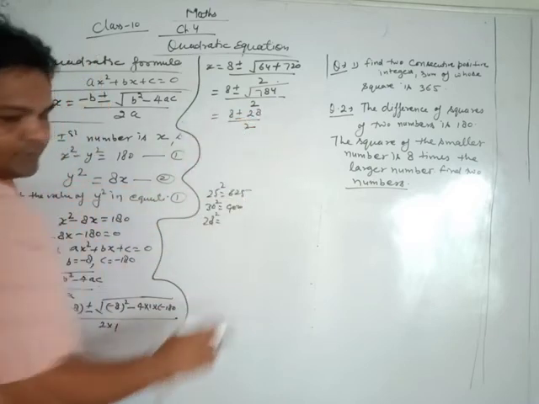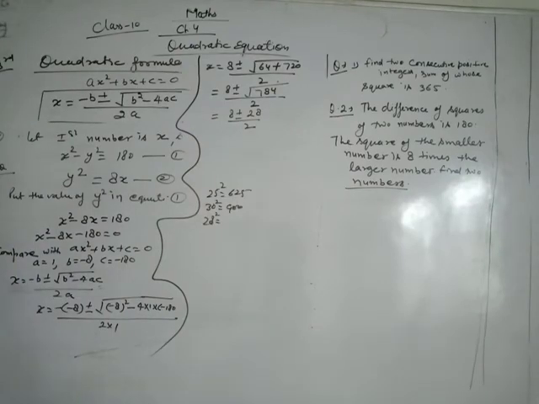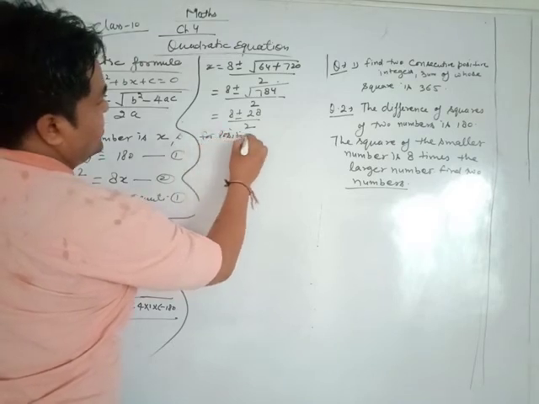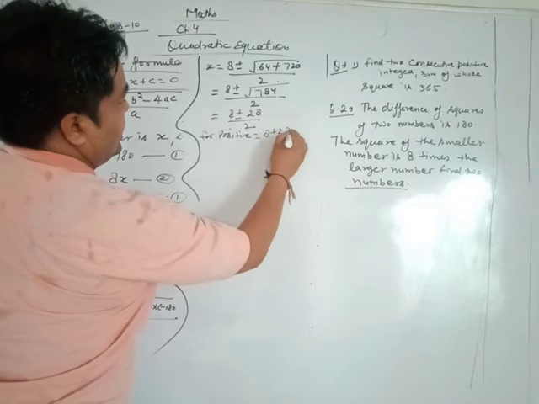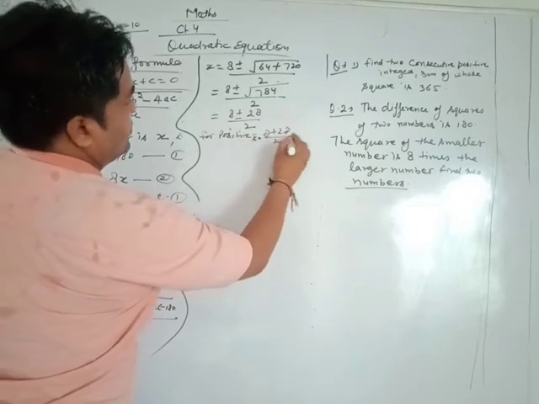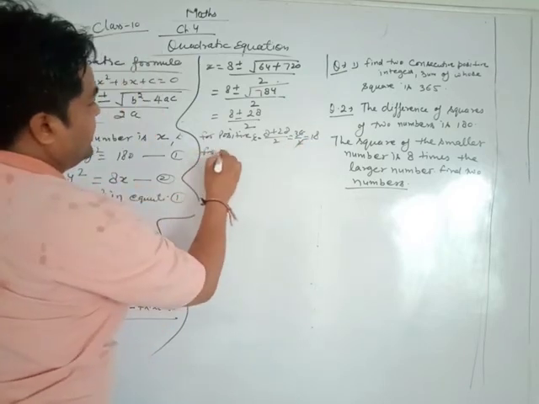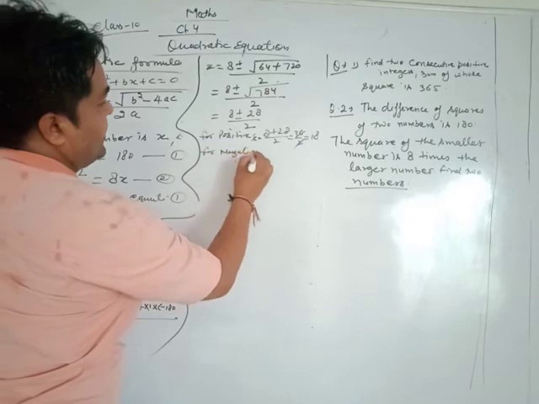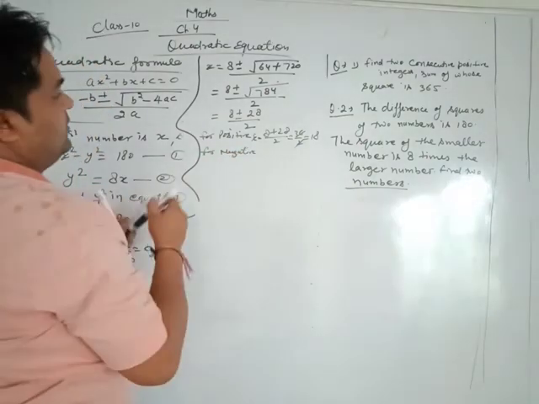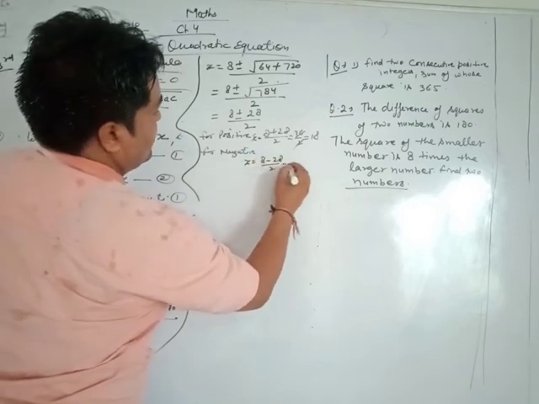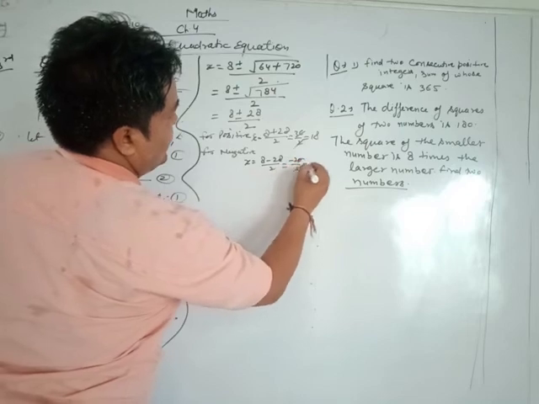Clear? So one time we will take the positive sign and the second time we will take the negative sign. For positive, x equal to 8 plus 28 by 2, that is 36 by 2, equal to 18. And for negative, x equal to 8 minus 28 by 2, equal to minus 20 by 2, equal to minus 10.